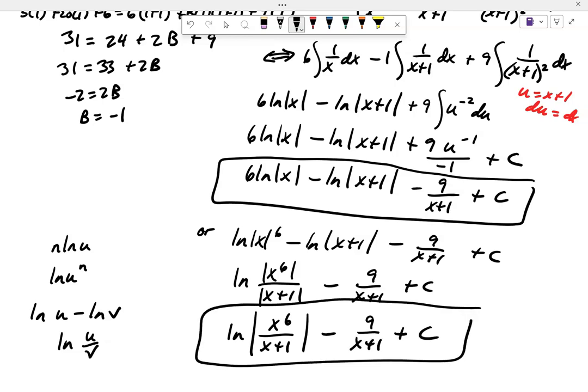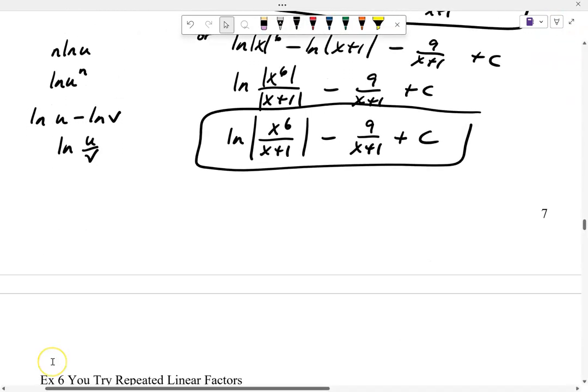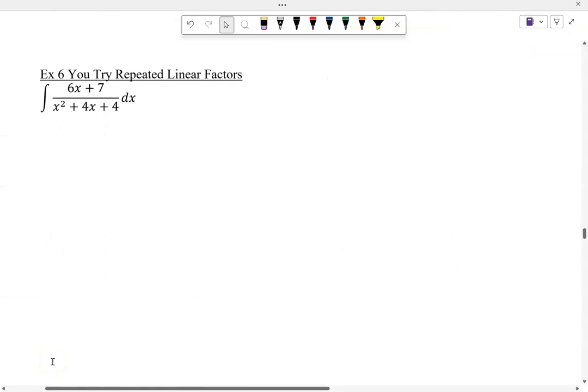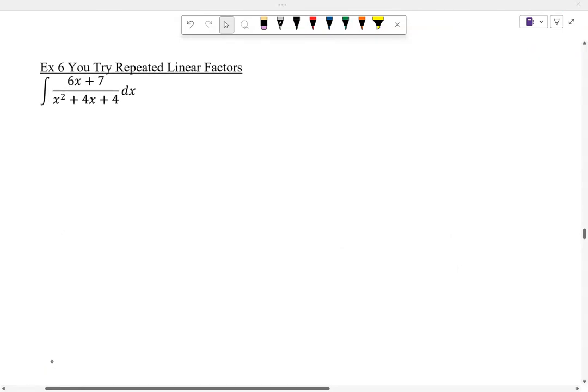These would be the same. Either of those would work. Alright, how about you guys try? This is a repeated linear factor on this one.